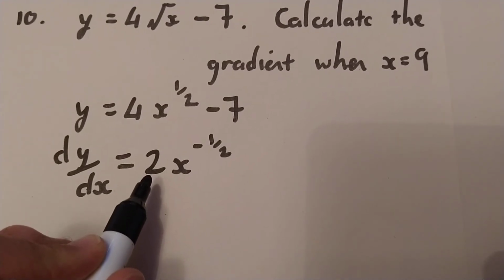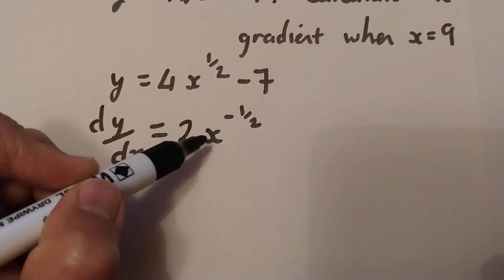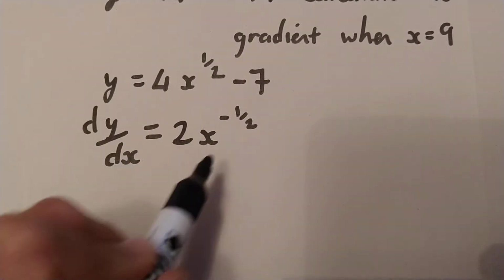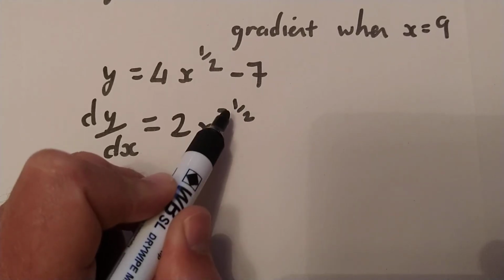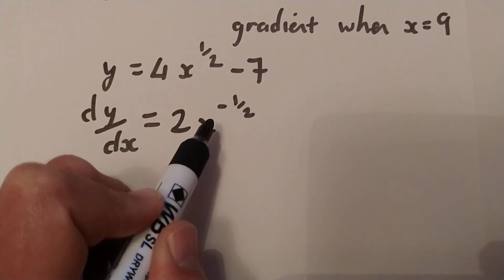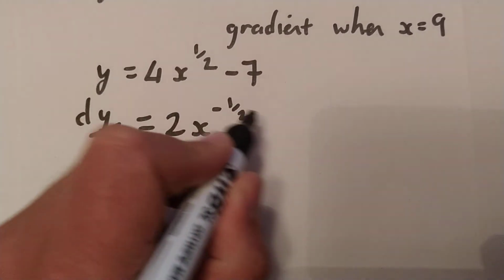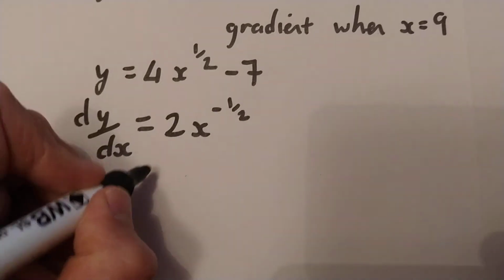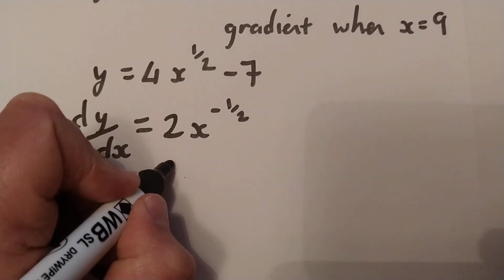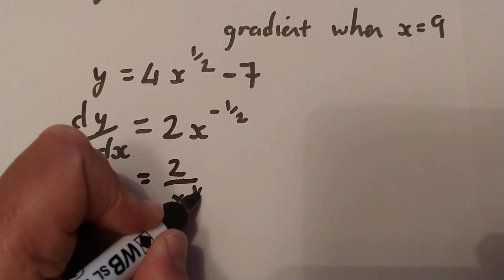All right, I now want to plug in my value x equals 9, but if I put this in, 2 times 9 to the negative a half, okay, I don't like this negative power and how I'm going to deal with that. So let's get it in a form where I can substitute the 9 in and work out the value easily. So before I substitute in, I'm going to write this in a form where I know I can work out the answer. So I'm going to say that's, to get rid of the negative sign, 2 over x to the half.